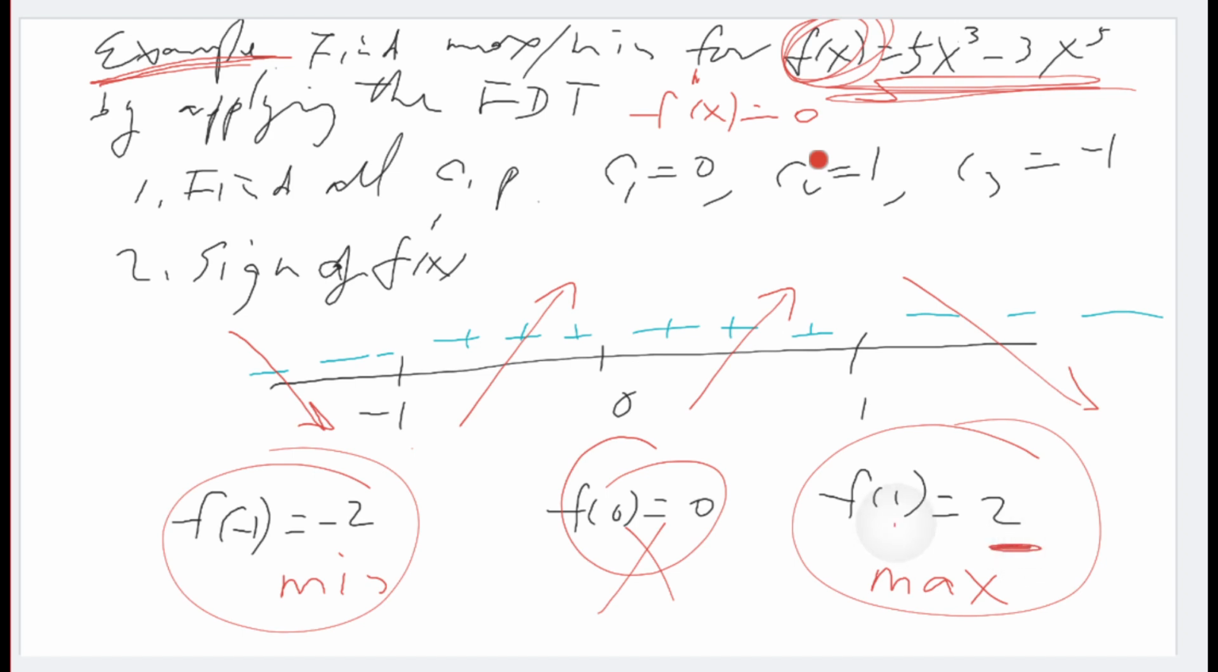The critical point value is the location. Okay, when they say find the maximum value, minimum value, you're going to say 2 or -2, not the critical values, 1 or -1. Okay, 1 or -1 are just locations on the x-axis. This is the x-axis. All right. So this is how we apply the first derivative test to detect any local maximum or local minimum at each critical point.